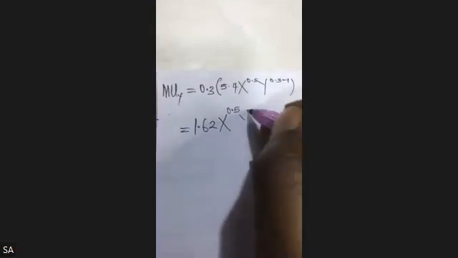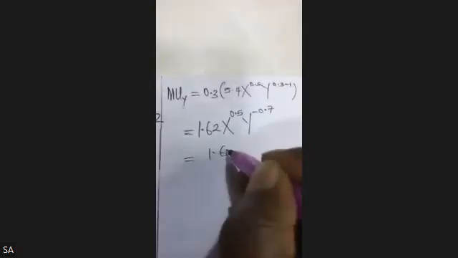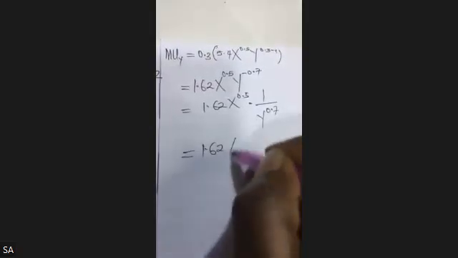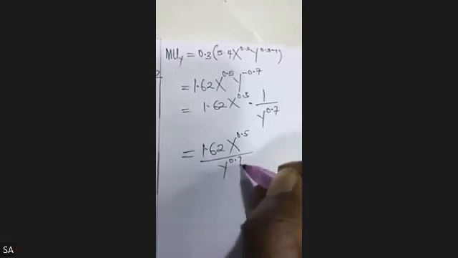Remember, don't touch x because we are not differentiating with respect to x. So this will now be y raised power what? Minus 0.7. So this will give us 1.62 x raised power 0.5, times 1 over y raised power 0.7. So class, this gives us 1.62 x raised power 0.5 divided by y raised power 0.7.